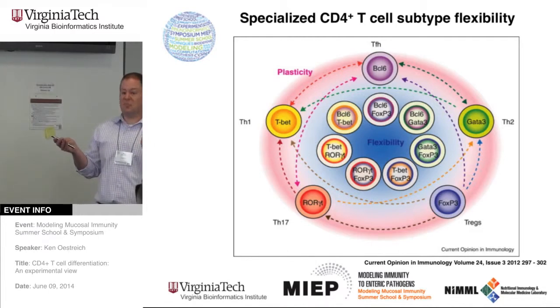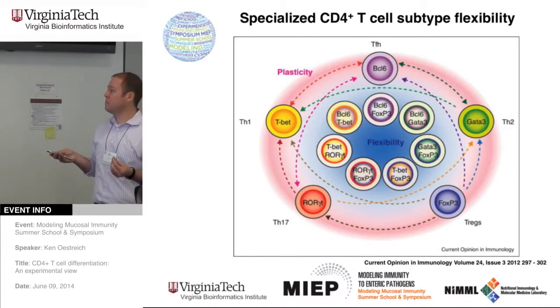This understanding is required given these new ideas, that we can have flexibility and plasticity between these mature T helper cell types, owing to all of the factors that I've talked about today.